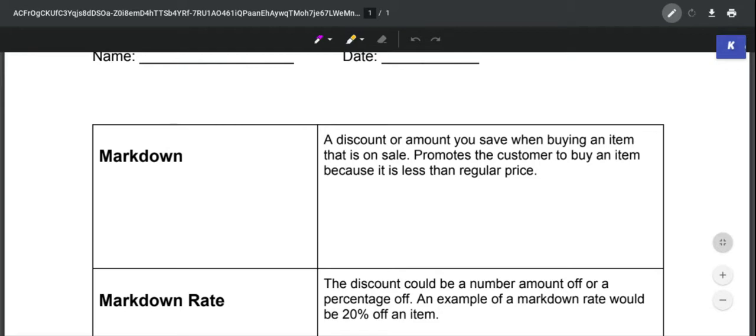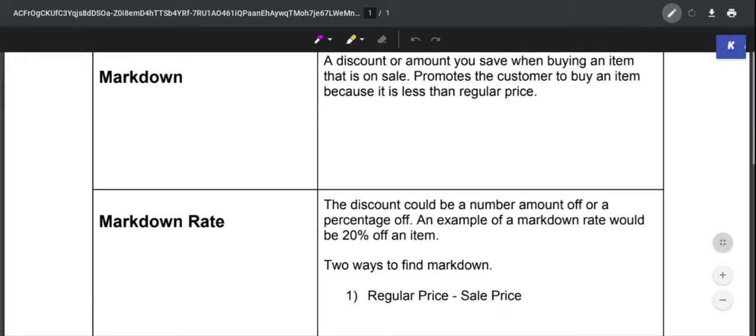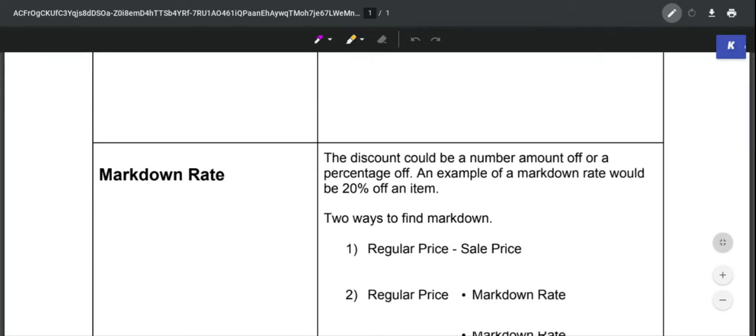And typically, it is done for the customer, kind of like coupons and rebates. Typically, it's done to promote customers to buy an item because you're getting the item for less than what it regularly costs. So a markdown is just a discount on buying an item, and it's done in two ways.